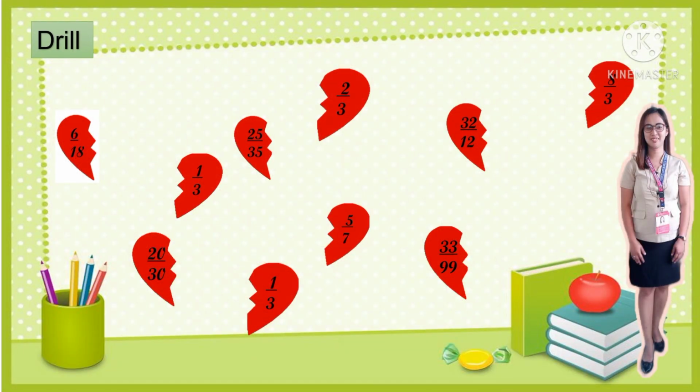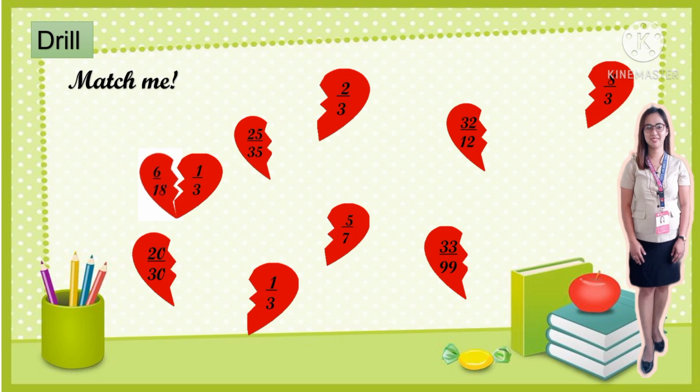Let's have our first activity, entitled Match Me. Here's the direction. Find the lowest term of the following ratio. Let's start. For the first problem, find the lowest term of 6/18. Great job! The answer is 1/3.